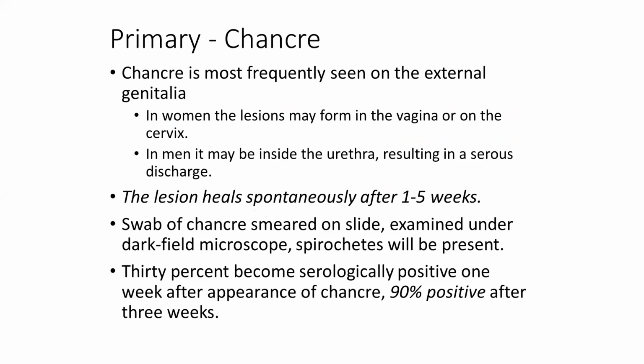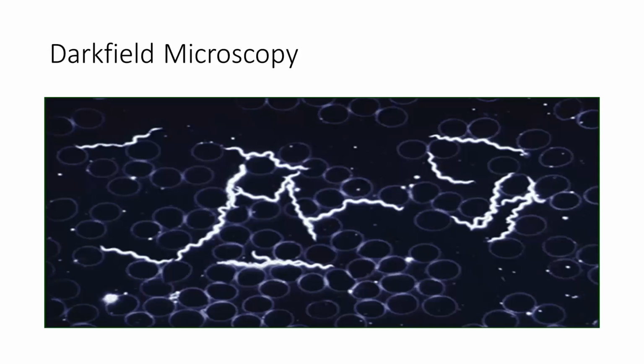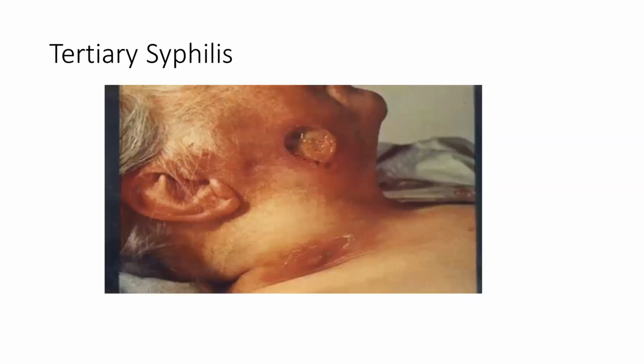Now, syphilis, primary lesion is a chancre, most commonly seen on the external genitalia in the females and males both. Lesions heal after 1 to 2 weeks. Swab of the chancre, when examined under dark field microscope, shows spirochetes and becomes positive 90% after 3 weeks. This is a lesion of the primary in the female and the male. Dark field microscopy shows the spirally arranged spirochetes, Treponema pallidum.